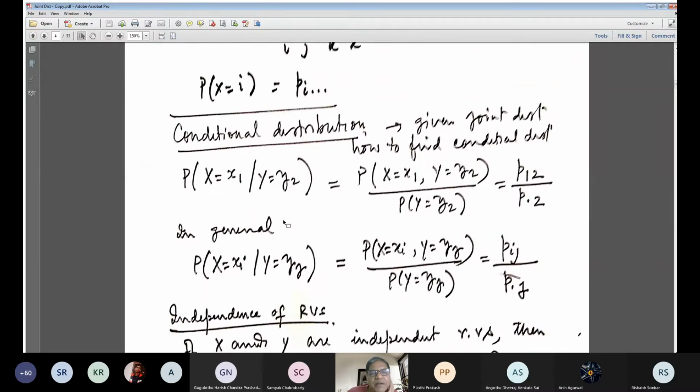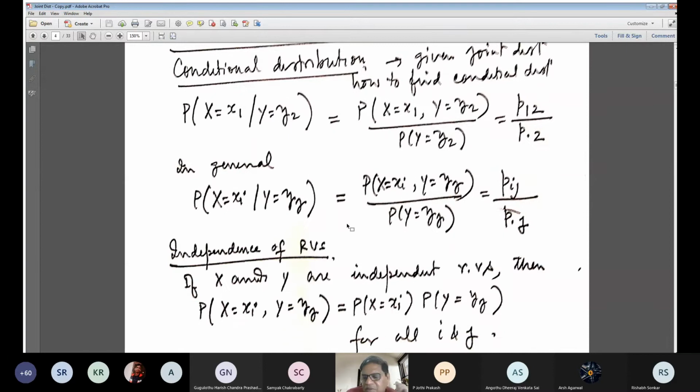Having done that, we defined the conditional distribution. In general, the probability of X equal to xi given Y equal to yj. We can write it in the form of the joint probability divided by the marginal, which is equivalent to pij over p dot j. Yesterday I introduced the dot notation.